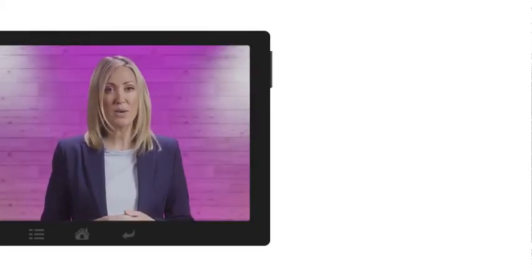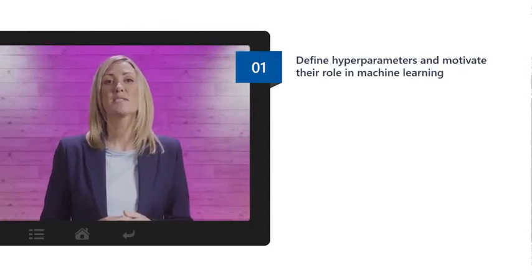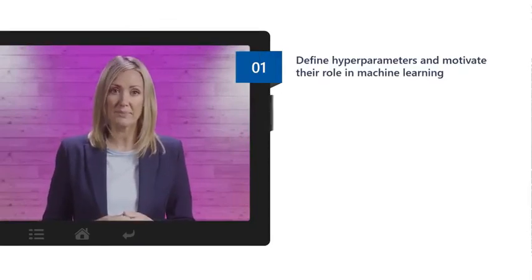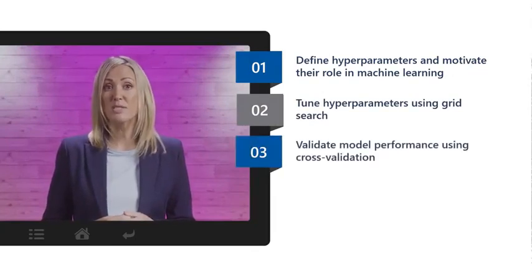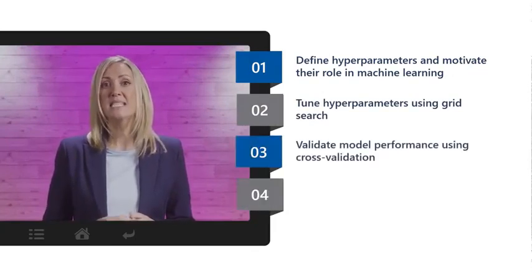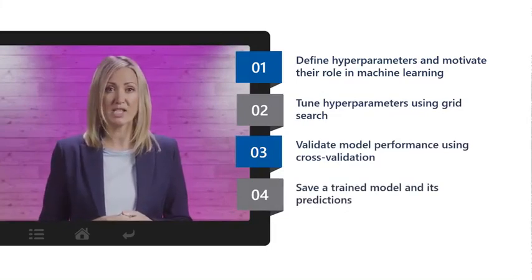In this lesson, you learned how to use PySpark's machine learning library for hyperparameter tuning and validation techniques to help select the best performing model. Now that you've concluded this lesson, you should know how to define hyperparameters and motivate their role in machine learning, tune hyperparameters using grid search, validate model performance using cross-validation, and save a trained model and its predictions.